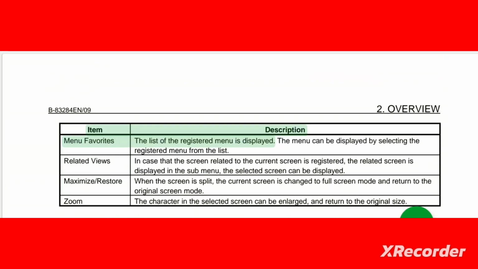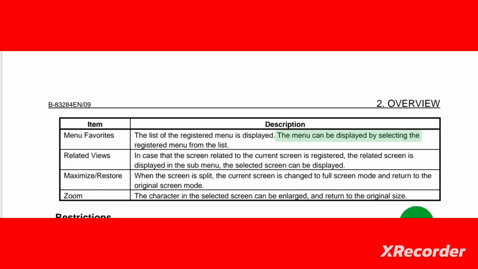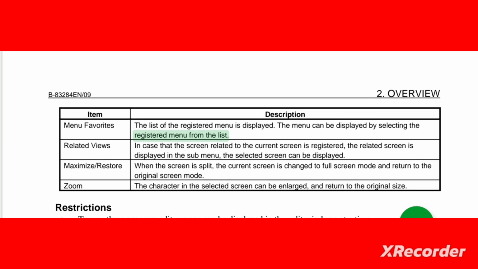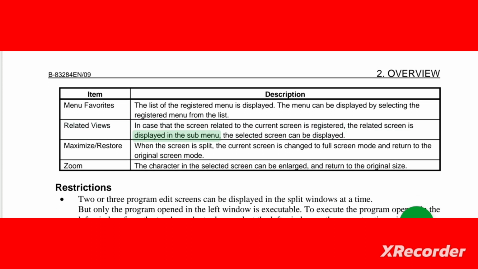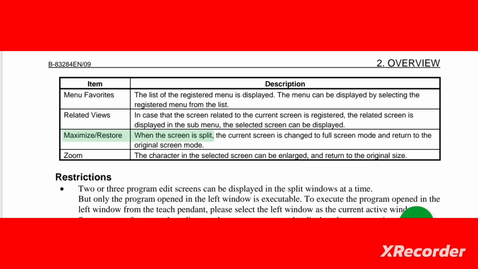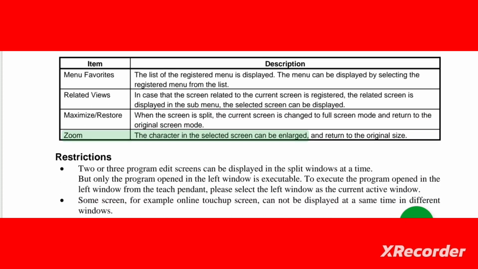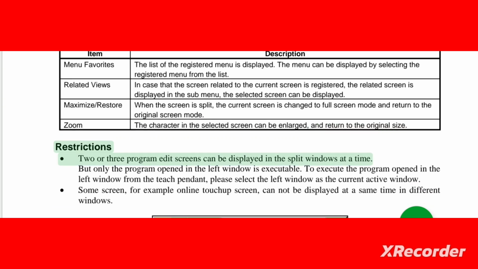Menu favorites: the list of the registered menus is displayed. The menu can be displayed by selecting the registered menu from the list. Related views: in case the screen related to the current screen is registered, the related screen is displayed in the sub-menu. The selected screen can be displayed. Maximize/restore: when the screen is split, the current screen is changed to full screen mode and returned to the original screen mode. Zoom: the characters in the selected screen can be enlarged and returned to the original size.